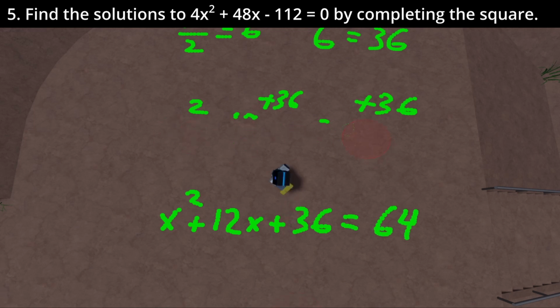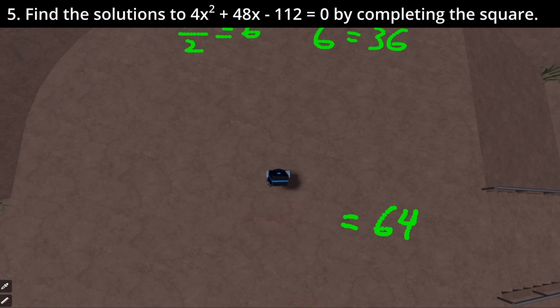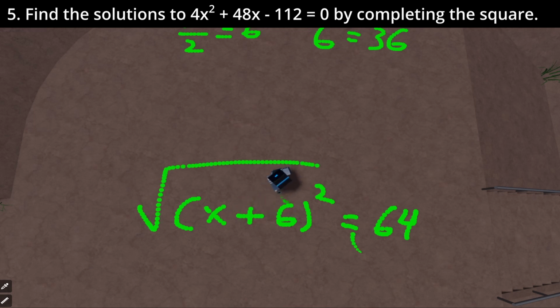And now let's just factor this. x squared plus 12x plus 36 just factors as x plus 6, quantity squared. And the way you can get the plus 6 easily is just take the positive 12 from the 12x term and just divide it by 2. And then now just take the square root of both sides. So if we do that, the squared and the square root cancel out. So we have x plus 6 is equal to, the square root of 64 is going to be plus or minus 8, because you have to take the positive and the negative solution here because we're solving a quadratic.